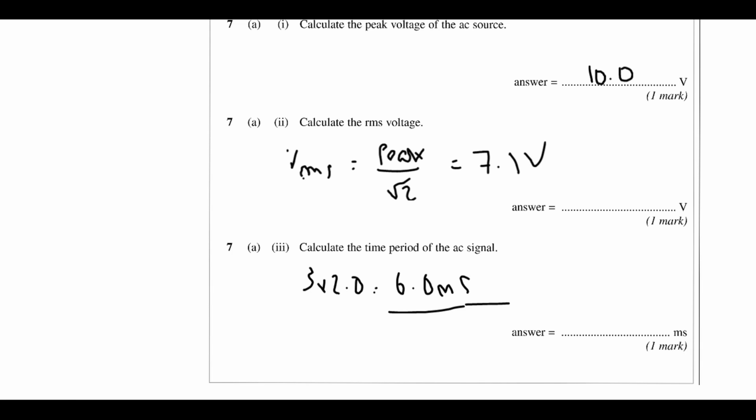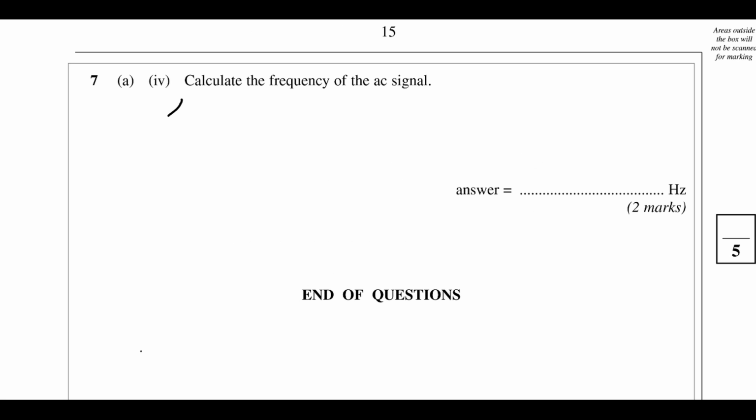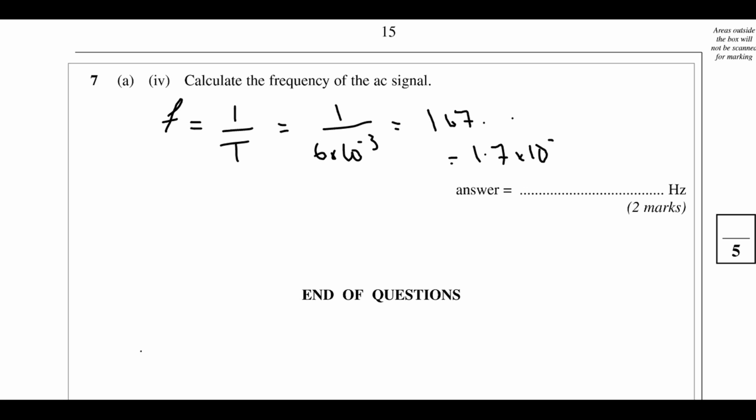So last question. The last thing we want to do is work out frequency, and you should know frequency is 1 over the time period. It's 1 over 6 times 10 to the minus 3, and when we plug those numbers into the old calculator, we end up with 167 yada yada. So let's write that as 1.7 times 10 to the 2 hertz there, to 2 significant figures, because we've got like 6.0, so 2 significant figures would be appropriate there, which concludes this paper.